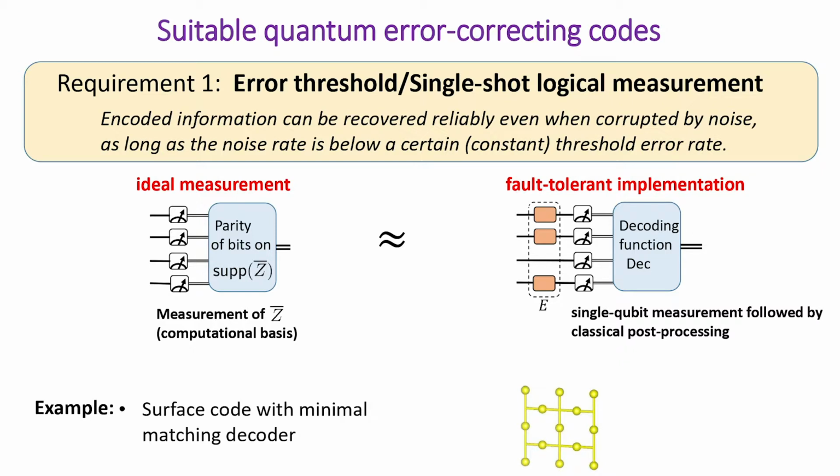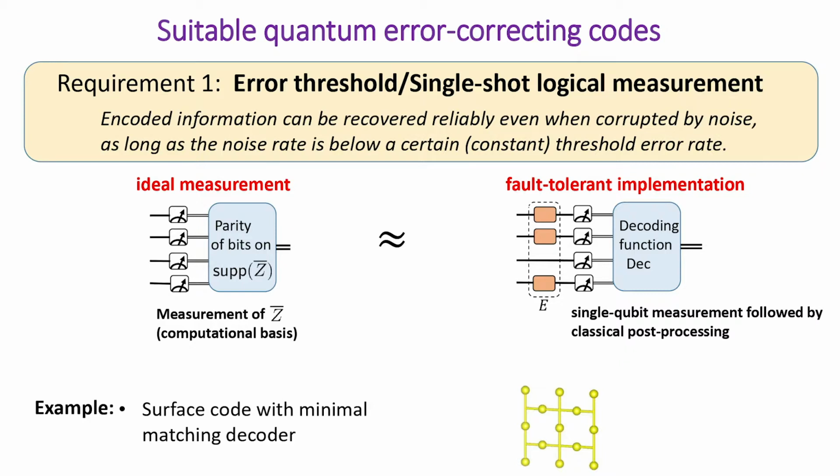But this will not be fault tolerant. What you want to do is you want to be able to tolerate noise. In this case, of course, this measurement results will be noisy. So you can't just take the parity, but you have to do some decoding. And then you can get this with high probability. So this works in the surface code.